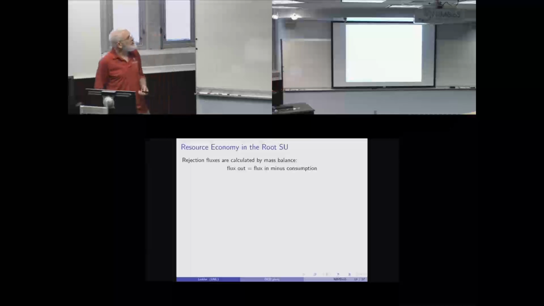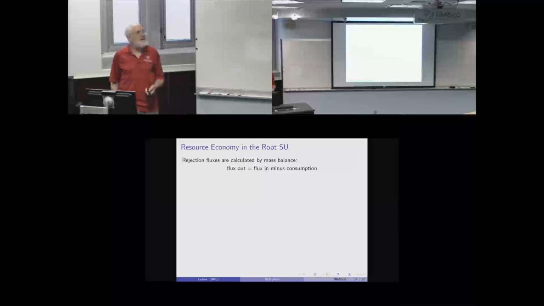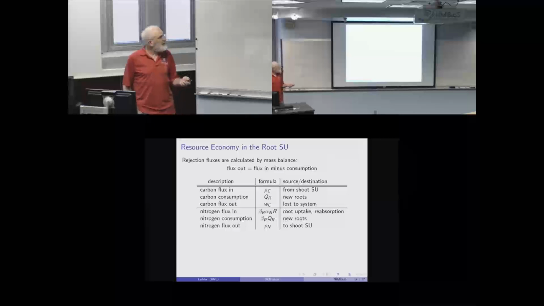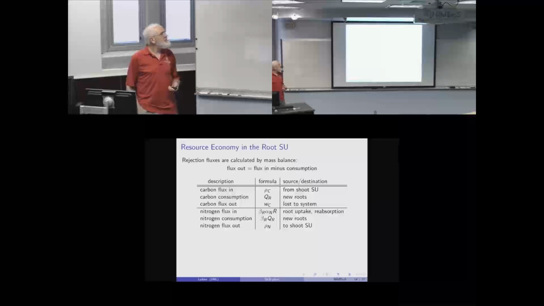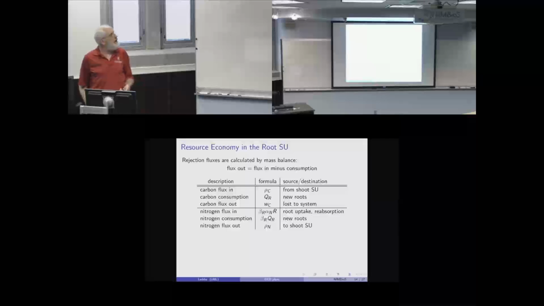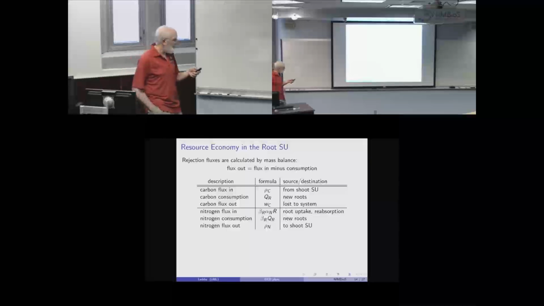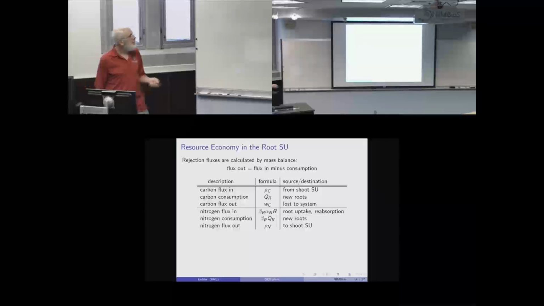Next is the resource economy in the root SU. The rejection fluxes are calculated by mass balance. The flux out is the flux in minus the consumption. So there's a carbon flux into the roots, which is strictly coming from the shoot SU. There's a carbon consumption rate, which is what is produced by the synthesizing unit. So in this model, we're ignoring the fact that there is some waste in chemical reactions. There will be some excess carbon dioxide perhaps that gets lost. We're going to ignore that. And then there's a carbon flux out that's lost to the system because this is the root synthesizing unit.